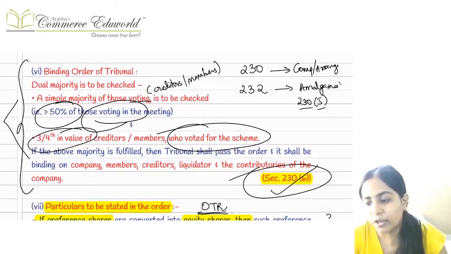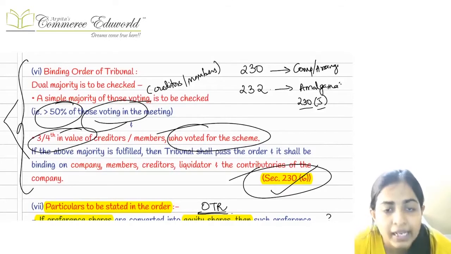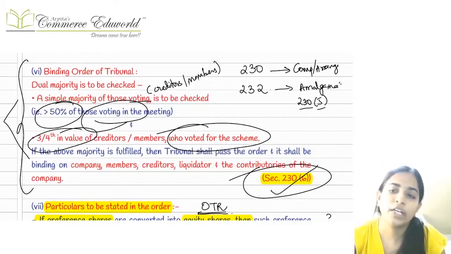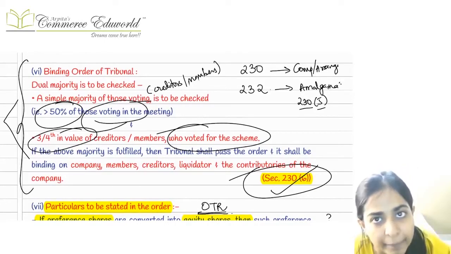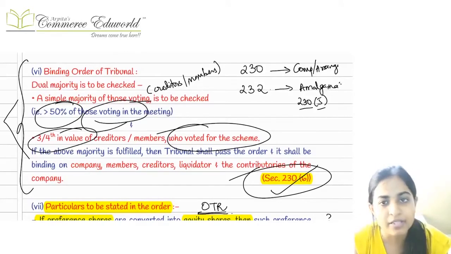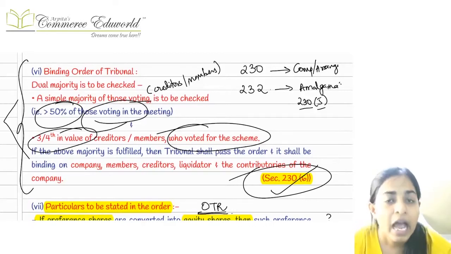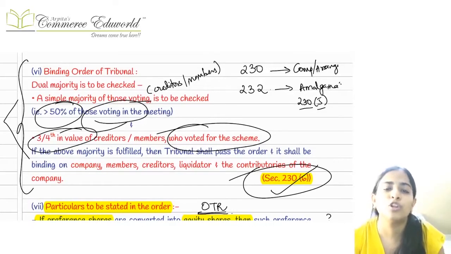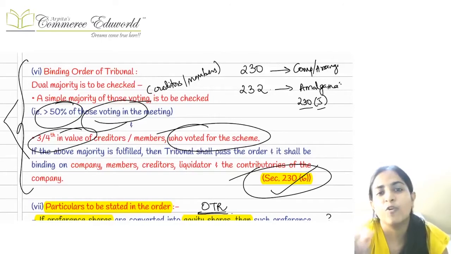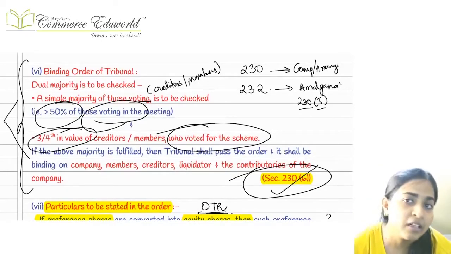And for the approval of this particular scheme, we are going to take a dual majority. Dual majority means when we talk about the numbers, the number of people who are voting in the meeting, at least a simple majority of them should say yes. And then once you get that in terms of numbers, you have to go to the value and check whether the people who have said yes are holding at least 3/4 of the value of members or creditors who are voting in the meeting.